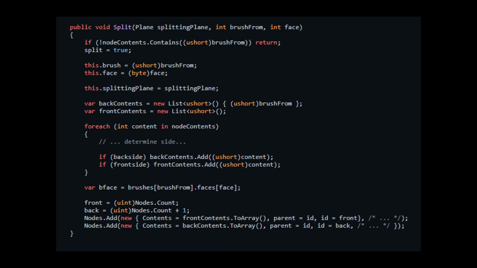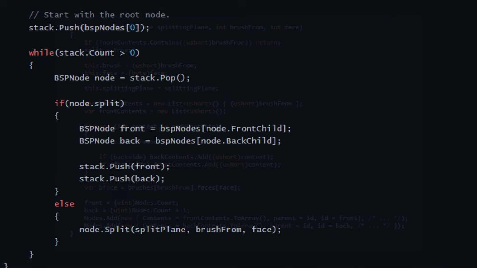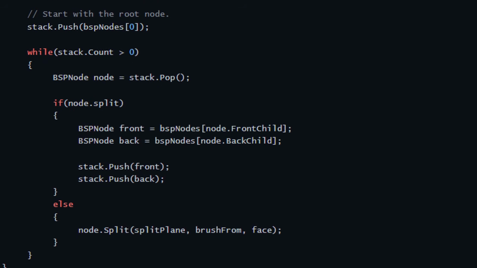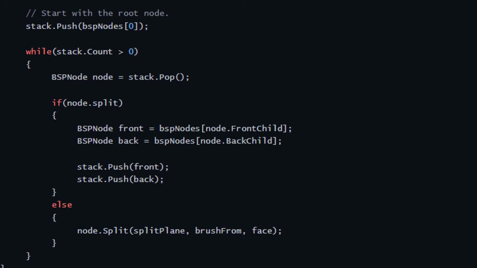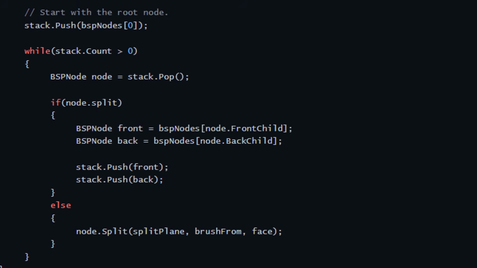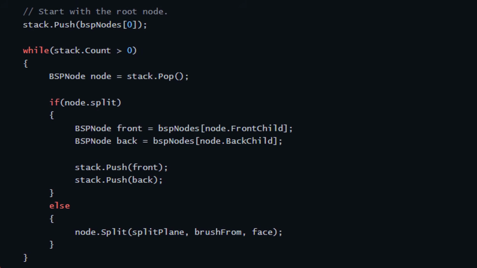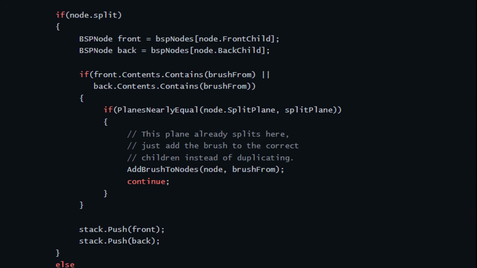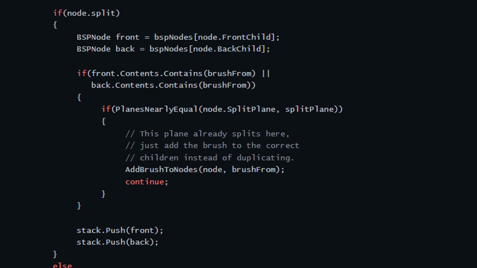Then we'll add 2 new leaf nodes, and divvy out the brushes that are contained within the parent to the children, based on whether they are on the front or back side of this splitting plane. Brushes that cover both are added to the front and the back. On the next iteration, we'll have to actually walk down another level. If our search for a node to cut lands us on a non-leaf node, then we'll add the 2 children nodes to that search. Importantly, though, this is where we're going to check for a duplicate plane.